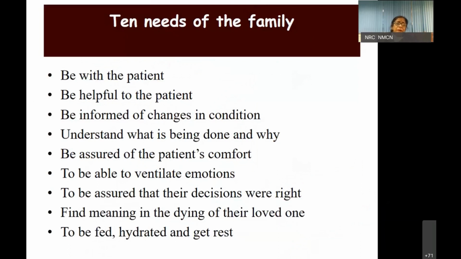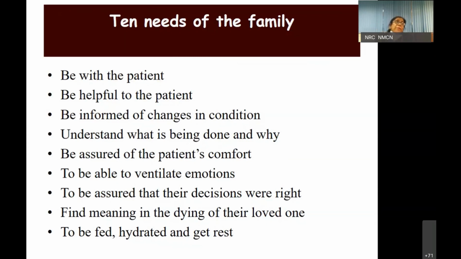So, if I have to sum up the 10 needs of the family from your point of view as a resident: be with the patient as much as you can. We can't leave a dying patient and go for our cup of tea or dinner. We have to have someone over there, and I don't mean the nursing staff. That's when a doctor is required. Be helpful to the family as much as you can. Keep them informed of the change in the position or the condition of the patient. Try to make them understand what is being done and why.